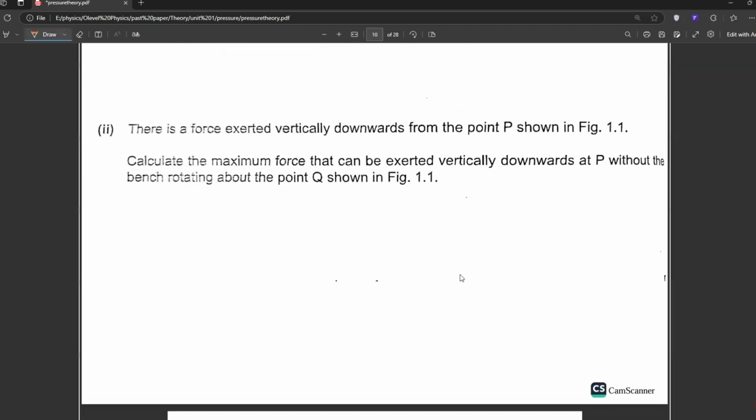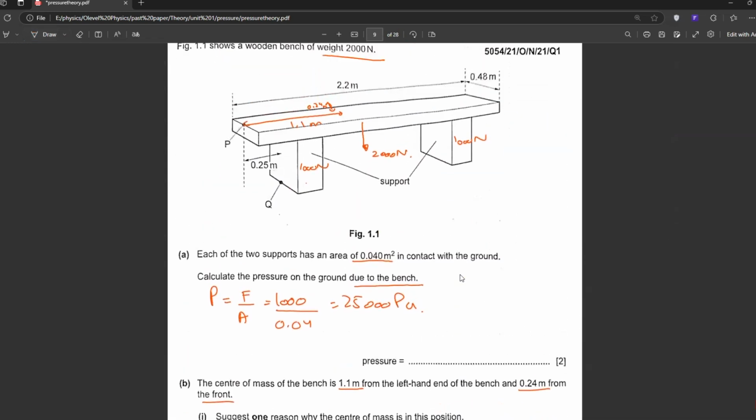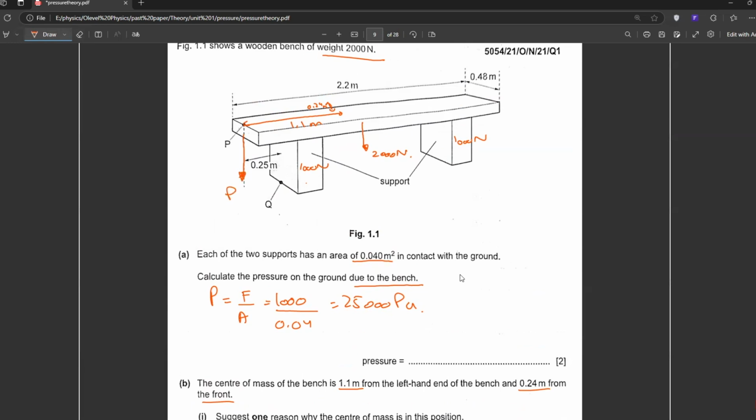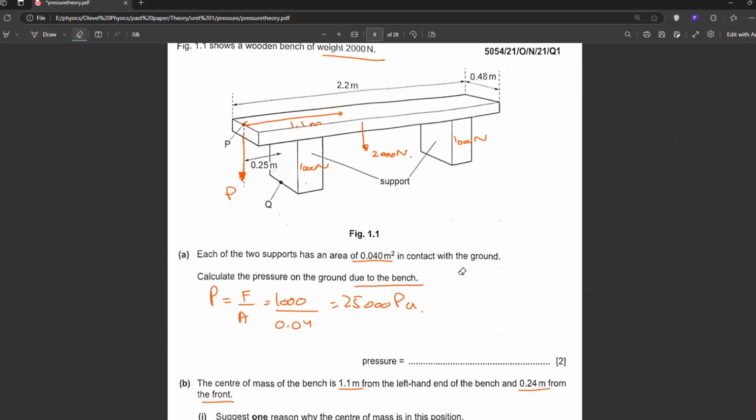Let's further move ahead. There is a force exerted vertically downwards from the point P shown in figure 1.1. Calculate the maximum force that can be exerted vertically downwards at P without the bench rotating about point Q shown in figure 1.1. What will be the maximum force that I can apply here known as P? Let's erase some of the things. I don't think we need this.